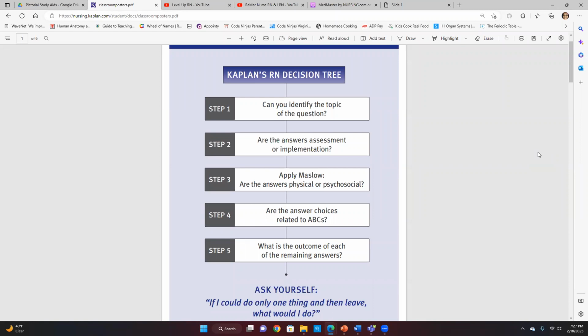So when you get a question, first of all, when you read the question, take your time and read the answer choices, and then ask yourself, can I identify the topic of the question? What is the question asking me? Is this a positive question or a negative question? Positive question meaning that this is something the nurse should do, or this is something that the patient should say because they understand teaching.